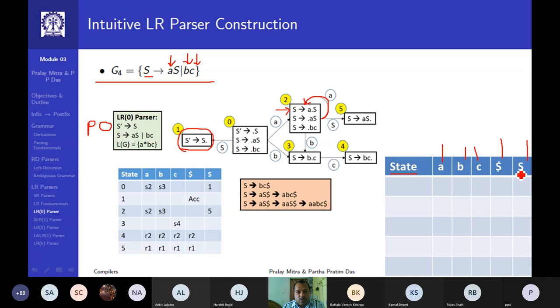Okay. Now, how many states are there? 0, 1, 2, 3, 4. Oh, one more will come. I missed that. 5 will come.